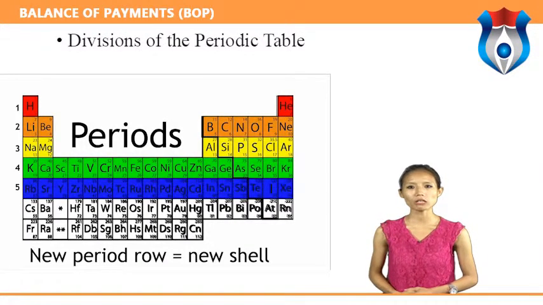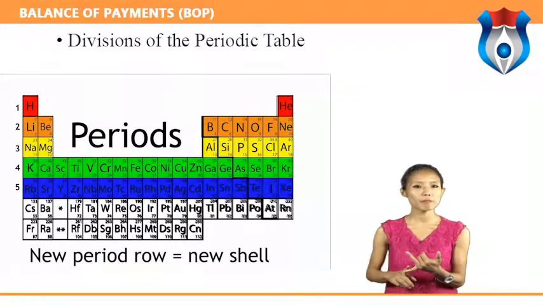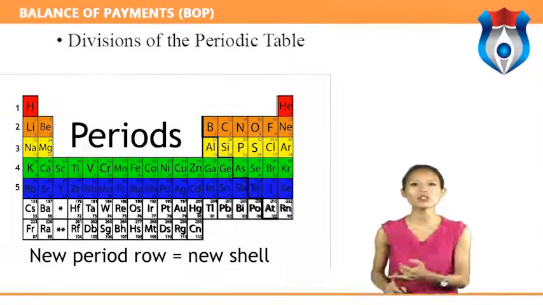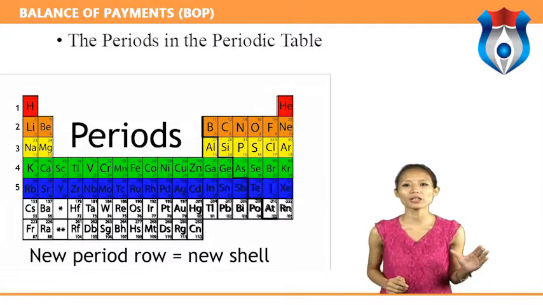Division of the periodic table. The periodic table can be broken up into 4 general categories: the metals, non-metals, inert gases, and semi-metals. The periods in the periodic table.